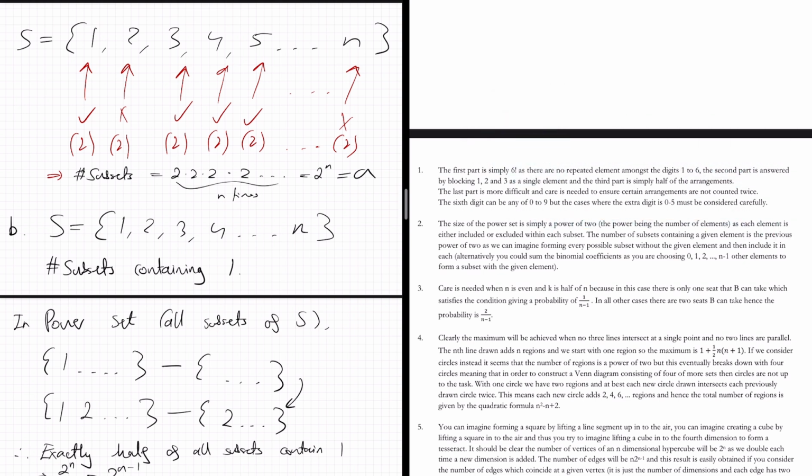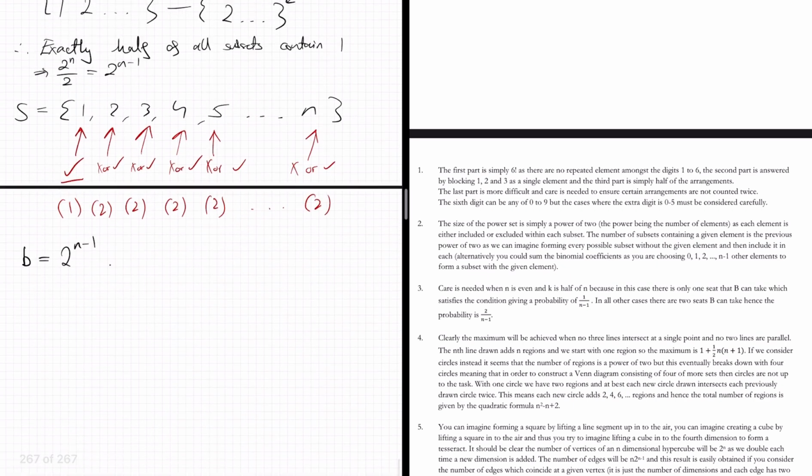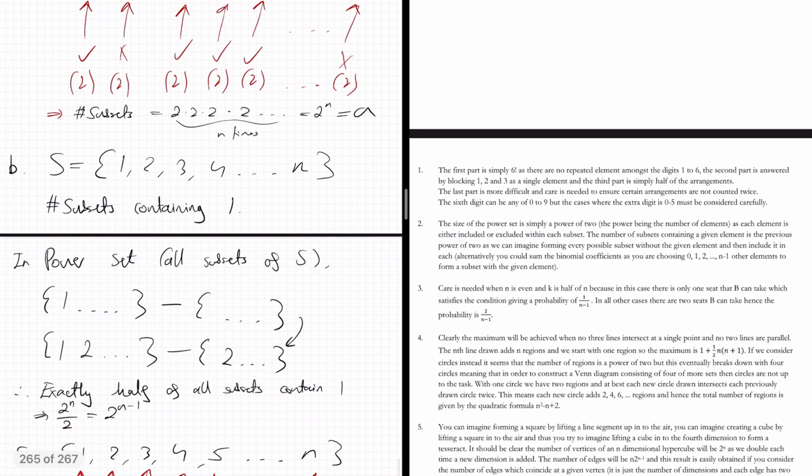Okay, good. And the number of subsets containing a given element is the previous power of 2, as we can imagine, forming every possible subset without the given element, and then including it in each. Right. Let me just have a look. A given element is the previous power of 2. Oh, okay, so the previous power of 2. So 2 to the n minus 1 compared to 2 to the n. Okay, yeah, so those seem like the correct answers.